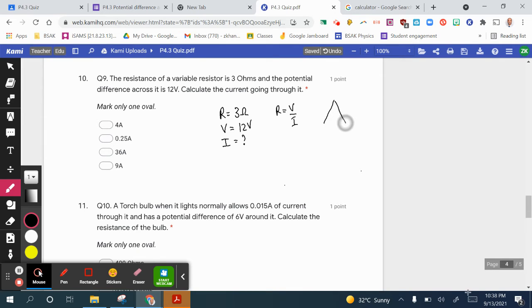Put that again in the rearranging triangle, as we said earlier. R in the bottom left, V and I top and bottom. And if I want to work out current in this scenario, current is equal to voltage divided by resistance. And that gives us the voltage is 12. The resistance is 3 ohms, and 12 divided by 3, that's 4, and current is measured in amps. Okay, so that's 4 amps, and that's the answer there.